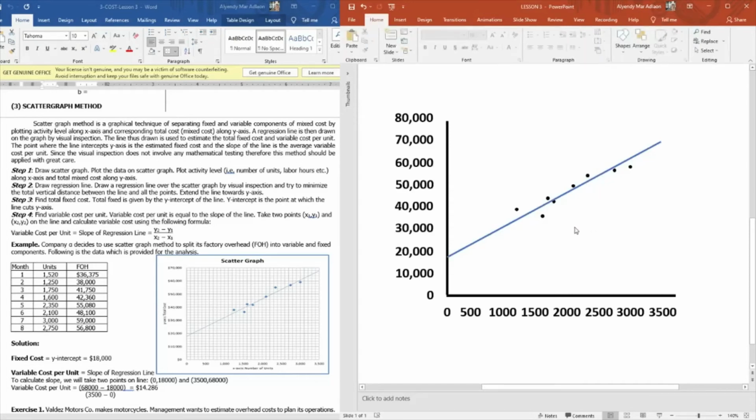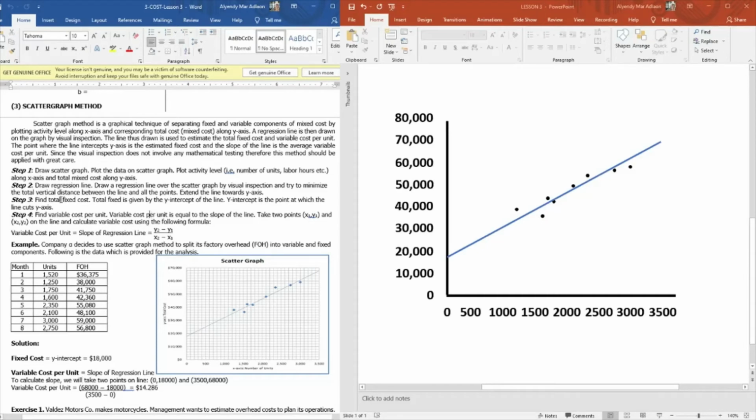Okay, so yes, this is now our scattergraph method. Okay, now what are we gonna do is to compute for the variable cost. Now for the fixed cost, there's no need to compute. Why? It's because ang fixed cost nato ani, what are we gonna consider as our fixed cost is ang pinaka-ubos nga point sa line. Okay?